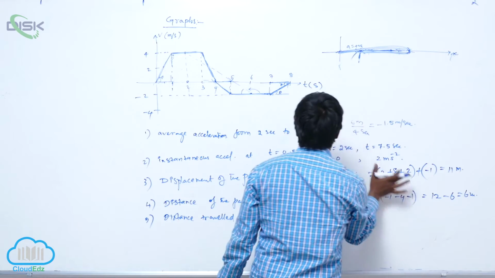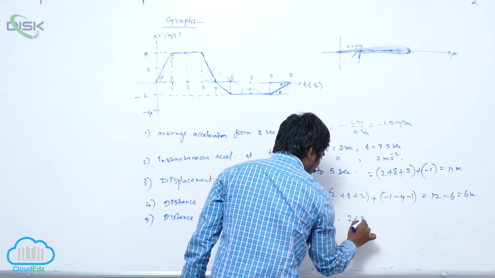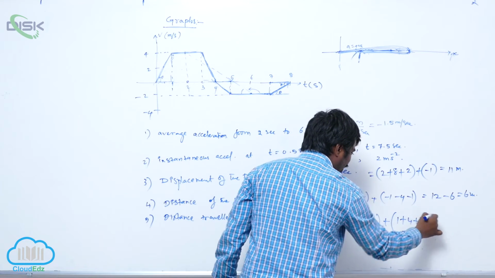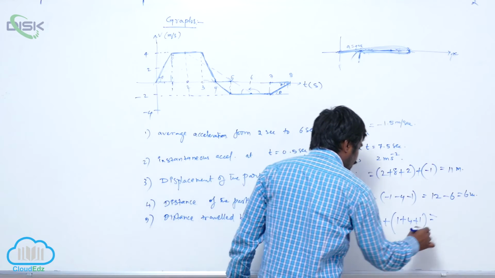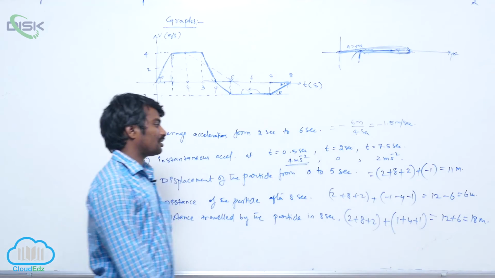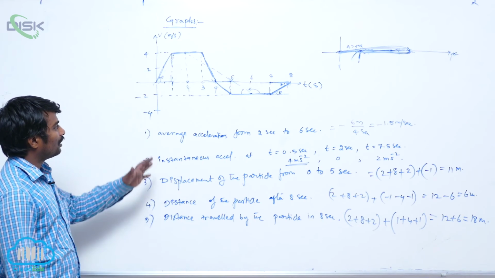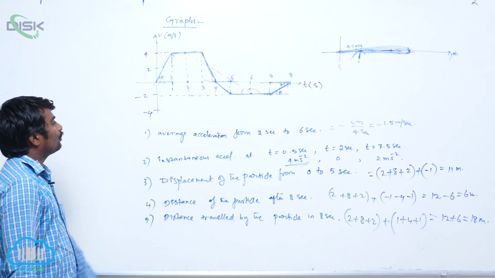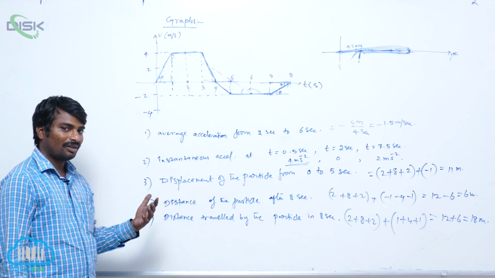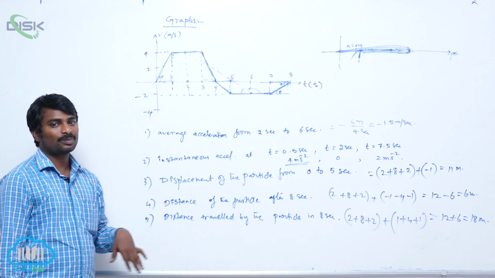That means even this area we have to take as positive. The same 2 plus 8 plus 2, plus the positive values 1 plus 4 plus 1. That's all. So what do you get? This 12 plus 6 is equal to 18 meters, the distance traveled by the particle in 8 seconds. So from the v-t graph, if we talk about the slopes, you go for acceleration values. If you talk about the areas, you go for displacement values.